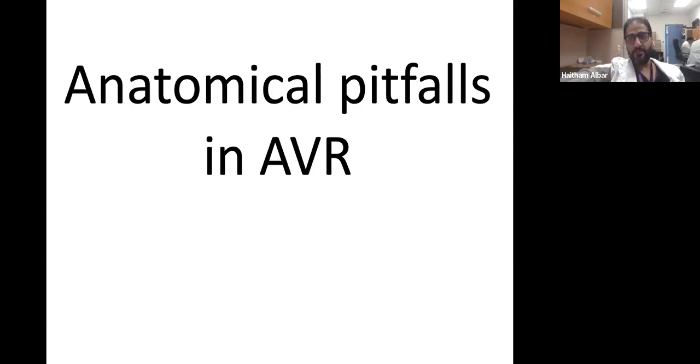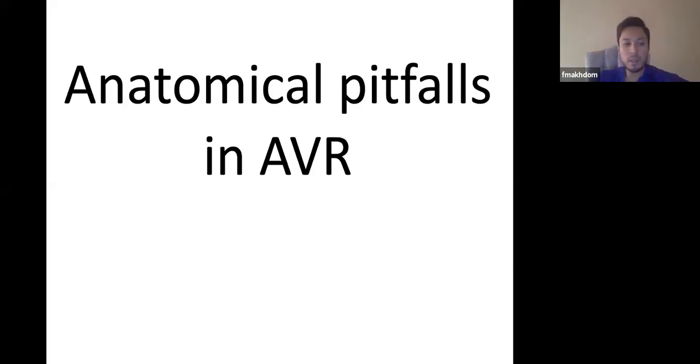I will calculate the effective orifice area of the valve that I will choose, divided by his body surface area, to be sure that the ratio that comes out is not 0.8, which is considered severe patient prosthesis mismatch. The solution I have to overcome this, if I'm facing a patient that I know we will end up with patient prosthesis mismatch, is that I will choose a low profile valve, depending on the other characteristics.